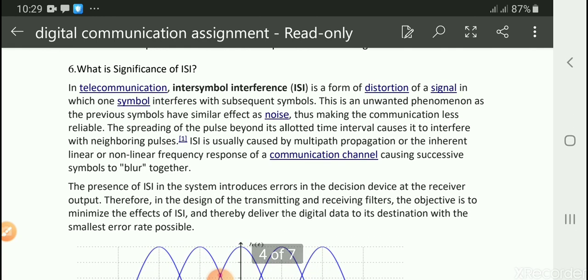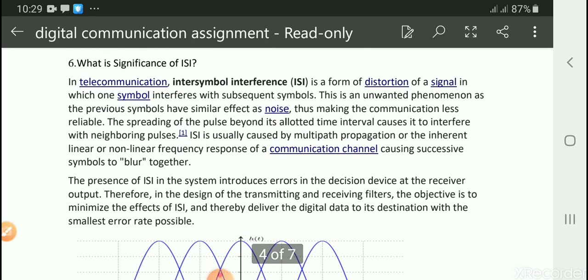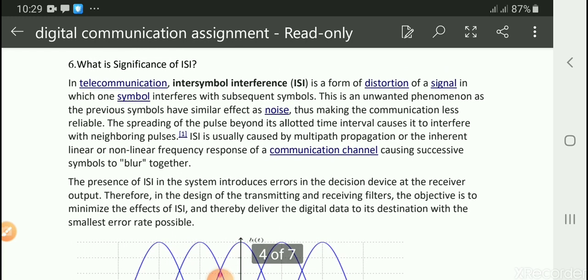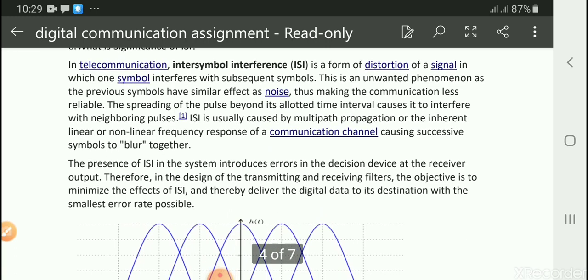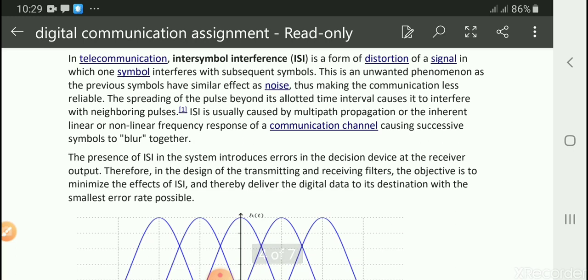Sixth question: what is the significance of ISI? In a telecommunication system, inter-symbol interference, ISI, is a form of distortion of a signal in which one symbol interferes with subsequent symbols. This is an unwanted phenomenon as the previous symbols have a similar effect as noise, thus making the communication less reliable. The spreading of the pulse beyond its allotted time interval causes it to interfere with neighboring pulses.